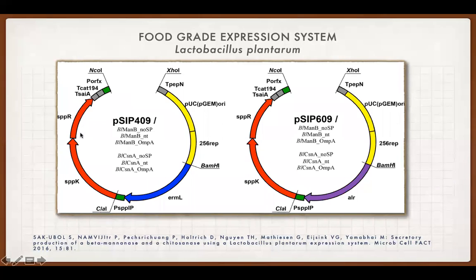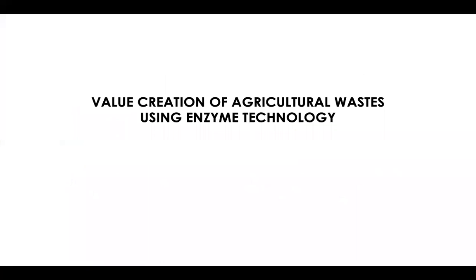So we got this expression vector, we did engineering, and we cloned the gene for manganese and the gene of our enzyme into this expression vector. And I can come back and tell you a little bit more about the food-grade expression system. All right, now we come to look at the research in my laboratory, which relates to this talk. I want to talk about value creation of agricultural waste using enzyme technology.